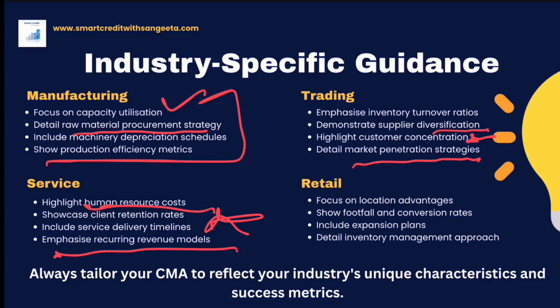So next is the retail industry. Focus on location advantages, because the retail industry works on that. Show footfall and conversion rates, and include your expansion plans, very important for your business loan. And detail your inventory management approach. Okay, always tailor your CMA to reflect your industry's unique characteristics and success metrics.